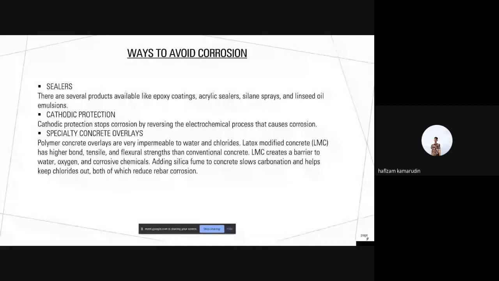Next, I will continue about the ways to avoid corrosion in concrete. Several ways of preventing or stopping the corrosion are shown.